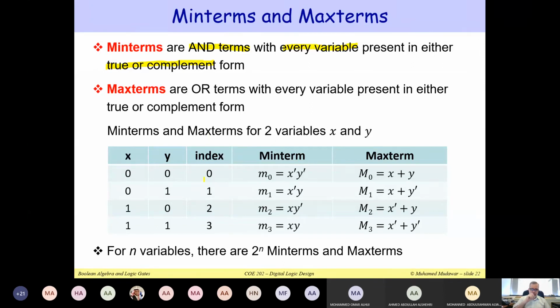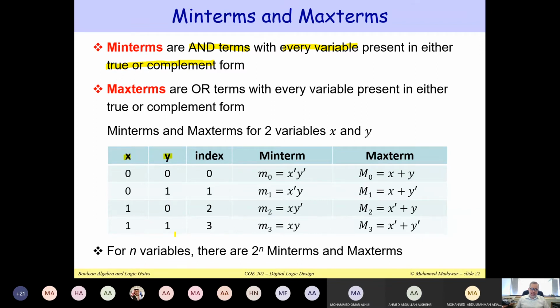Okay, for example, if I have a function f, which is a function of two variables x and y, there are four possible combinations of x and y: 0,0, 0,1, 1,0, 1,1. So the truth table of the function will have 4 entries.